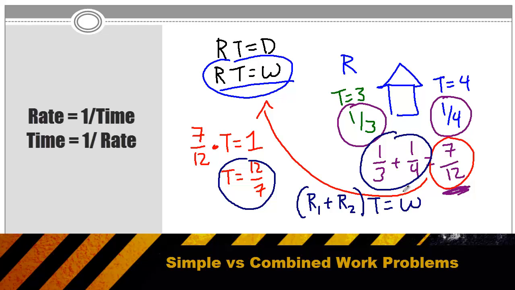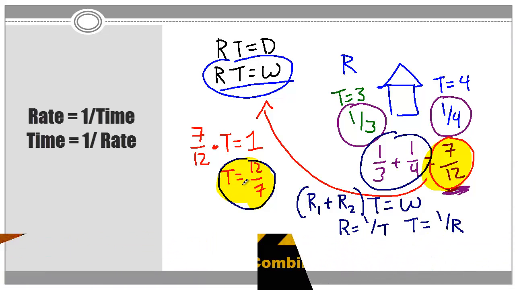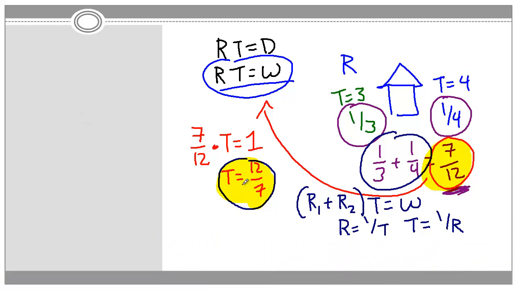And then when you're talking about just one job being done, your rate is going to be equal to 1 over your time, and likewise your time is going to be equal to 1 over your rate. And that's why we figured our rate to be 7/12 and our time to be 12/7. When there's just one task being done, rate and time will always be the inverse of each other.